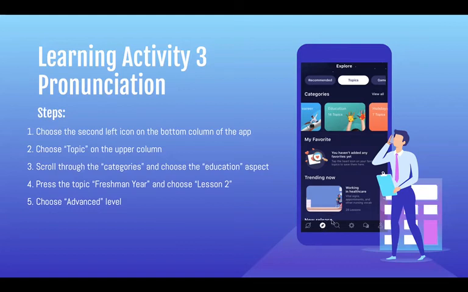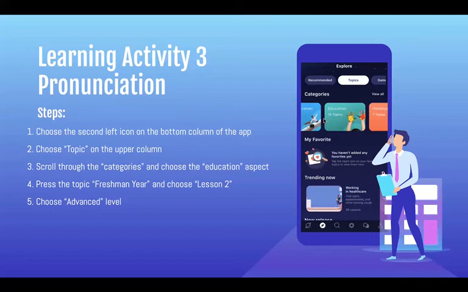And then you would have to choose topic on the upper column, which the cursor is also circling. So please press topics and then scroll through the category column and then choose the education aspect. Yes, so if you have any questions, feel free to unmute yourself. Okay, so if no questions, we'll move on.